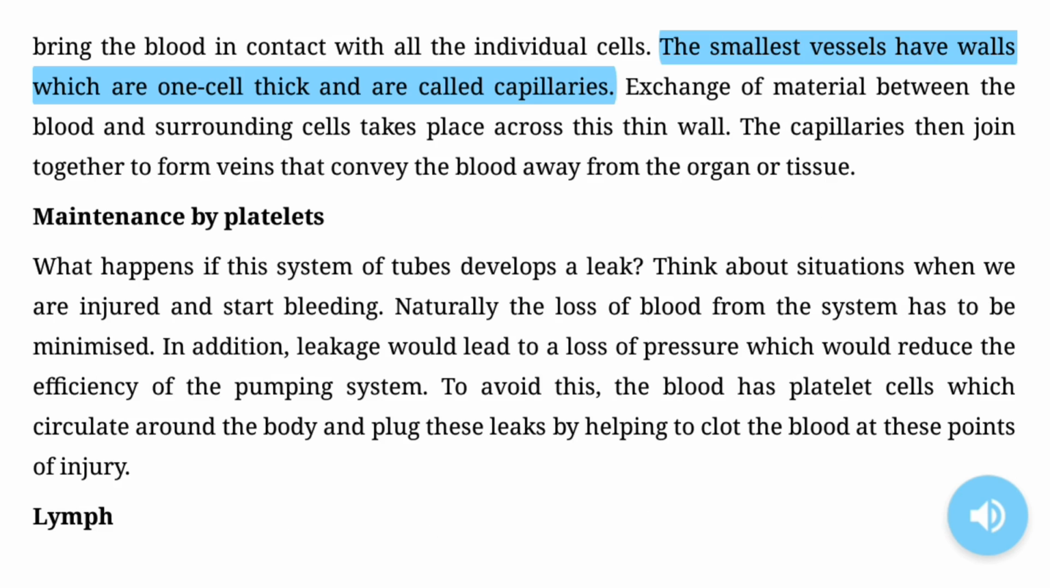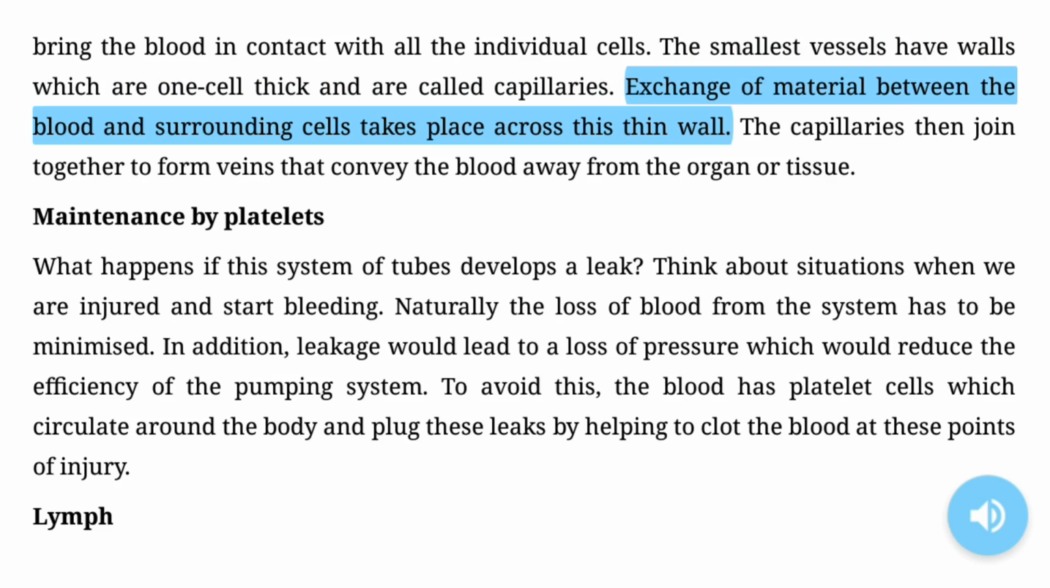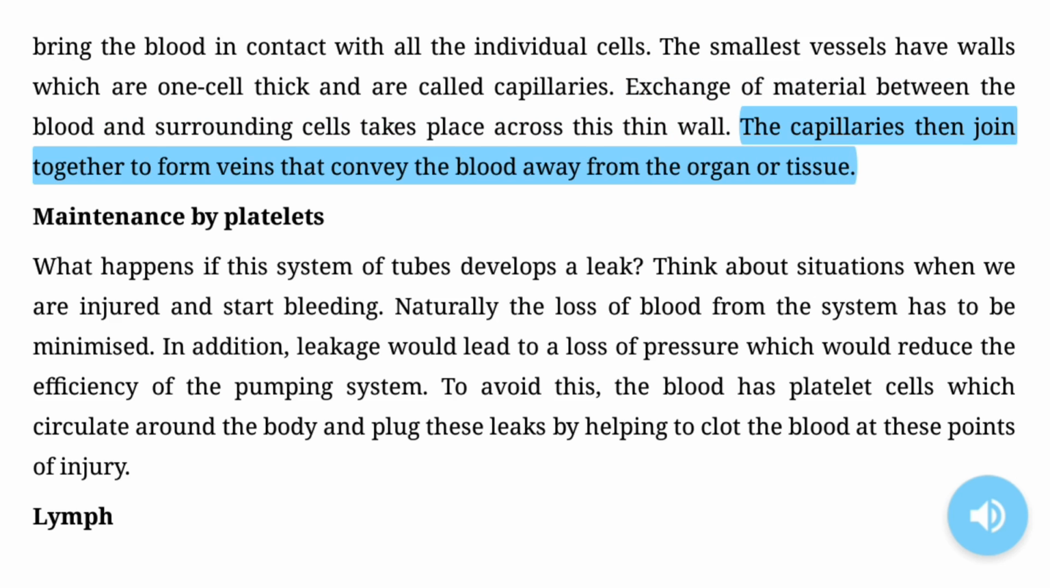The smallest vessels have walls, which are 1 cell thick, and are called capillaries. Exchange of material between the blood and surrounding cells takes place across this thin wall. The capillaries then join together to form veins that convey the blood away from the organ or tissue.